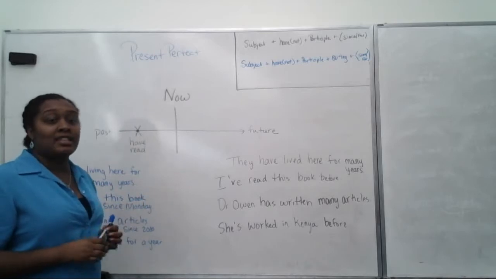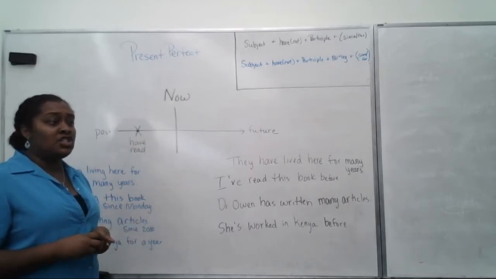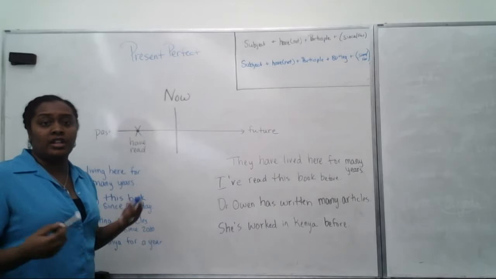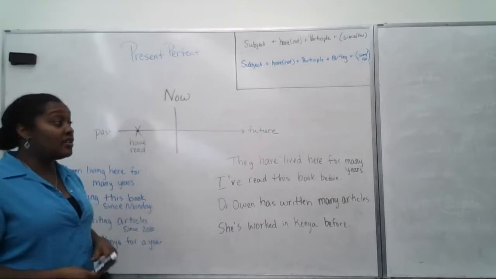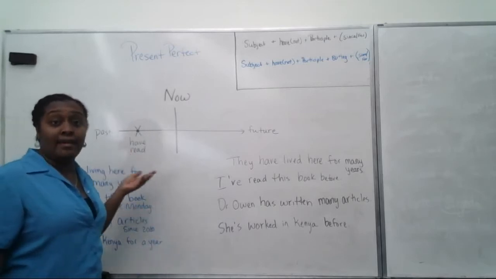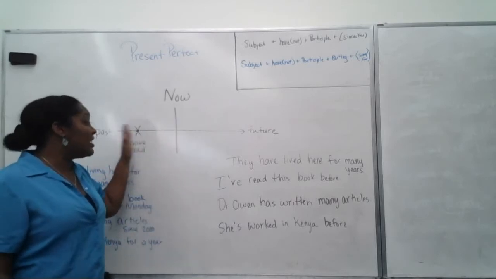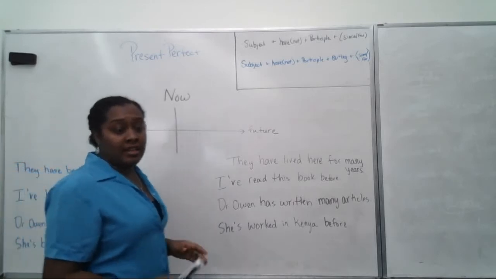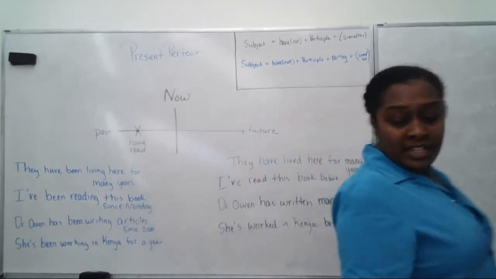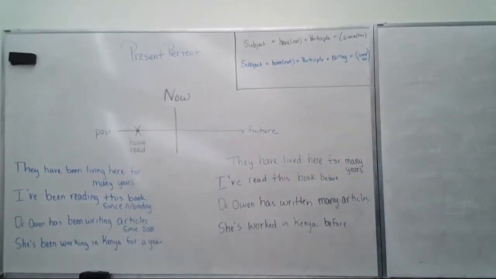So maybe I'm asking you, have you read Shakespeare? Because we're gonna deal with Shakespeare in class. And you can say, yes, I have read that book before. So it has some kind of bearing on the present, but it's a completed action. Now, generally, the present perfect shows that something is permanent, so it will not change.